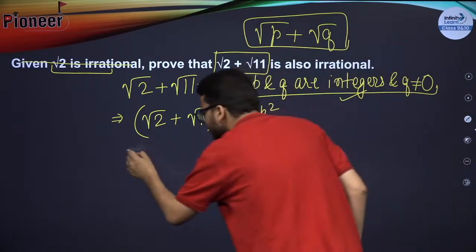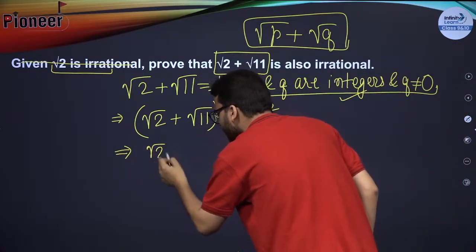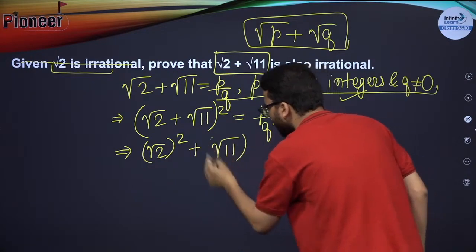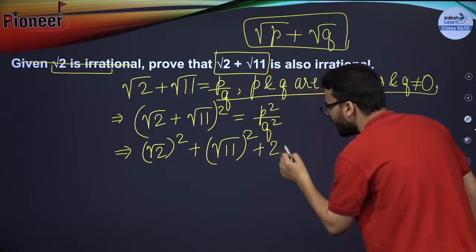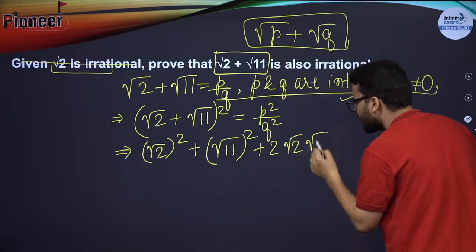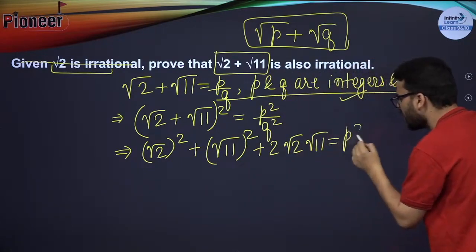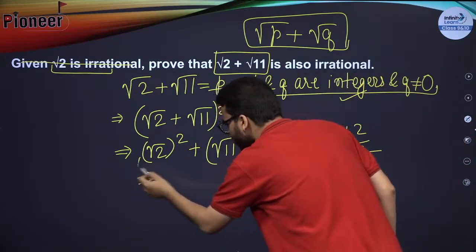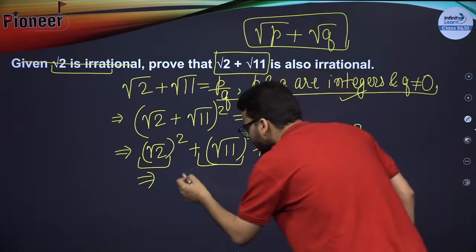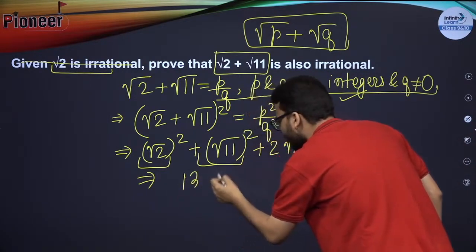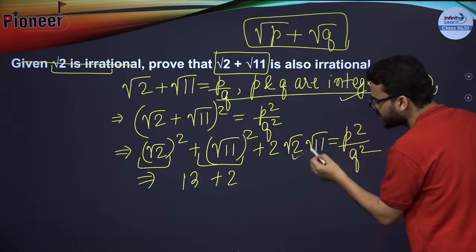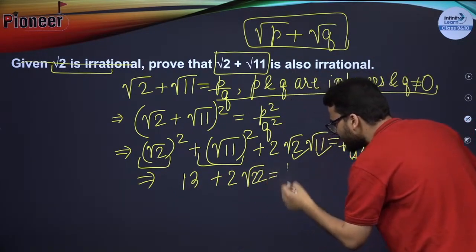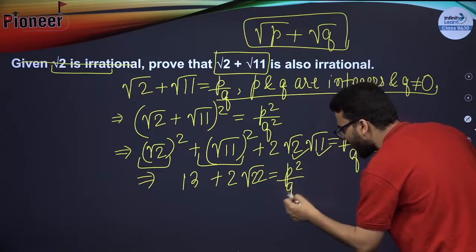So you can square on both these sides. So we can use a plus b the whole square formula. Something like this we can do over here. So 2ab will come up, right? Something like this, and that is equal to p square upon q square, right? So basically root 2 square is 2, root 11 square is 11. So 11 plus 2 is 13. So this is 13 plus 2 into this thing we can take in this square root. So this will be square root of 22, right? And that is equal to p square upon q square over here, right?